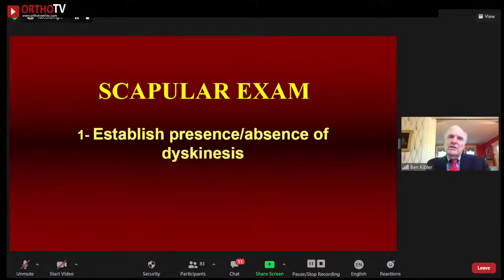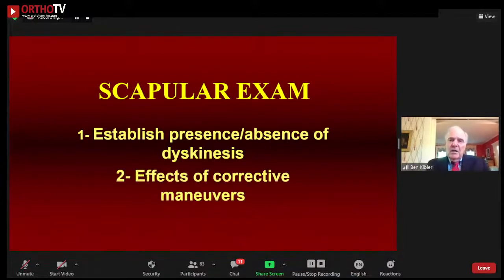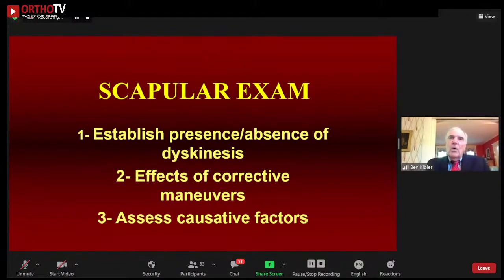So we look at this as 3 steps. The first is to establish, does scapular dyskinesis exist in this patient? The second, does scapular dyskinesis play a role in the clinical presentation? And the third, if it does, what are the causative factors? There are certain things that cause scapular dyskinesis, and we can check for each of these.